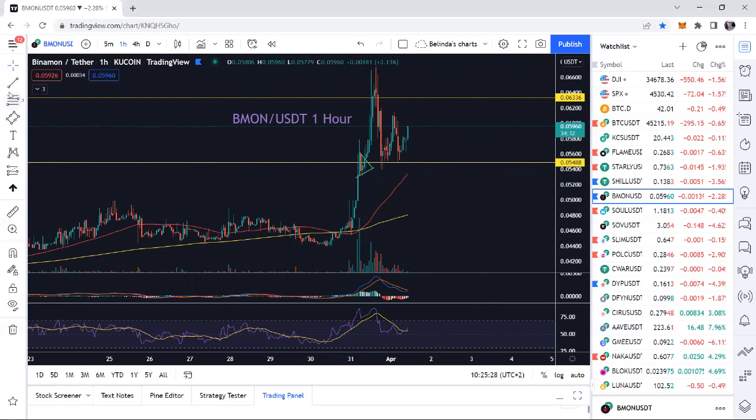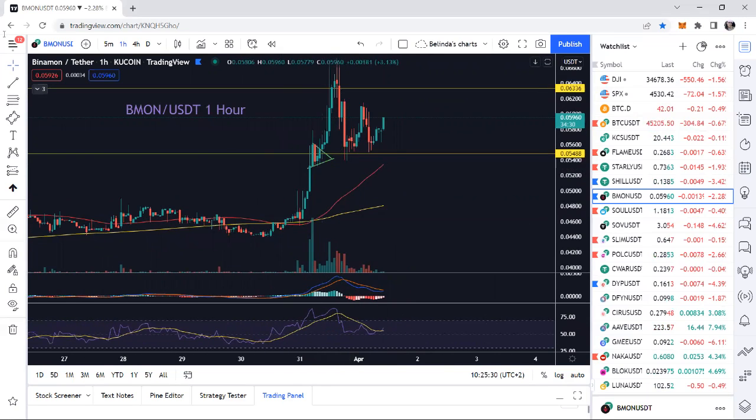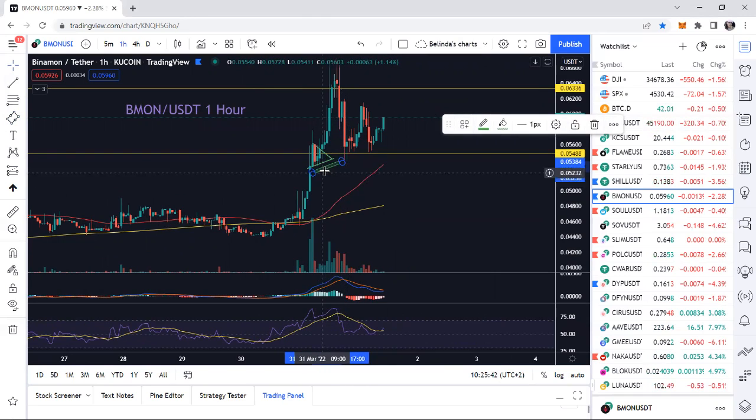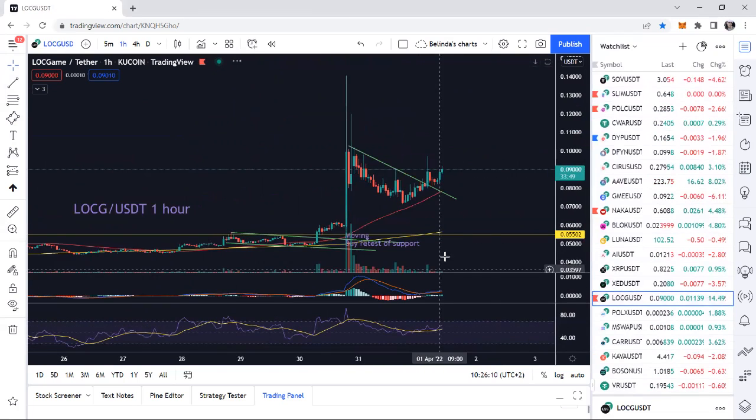Okay, so for instance, with this one, if you had bought the bottom of this wedge, you would then put your stop losses over there so that if it breaks down lower, you get stopped out. Let's have a look at this one.